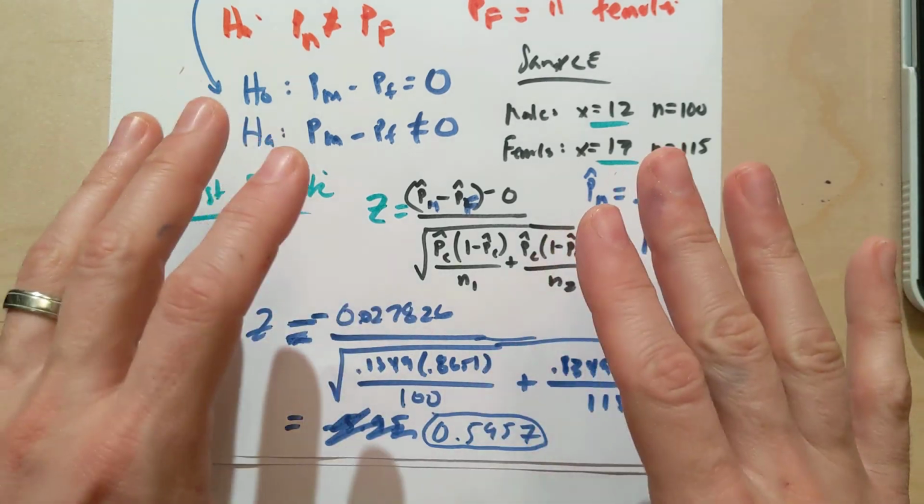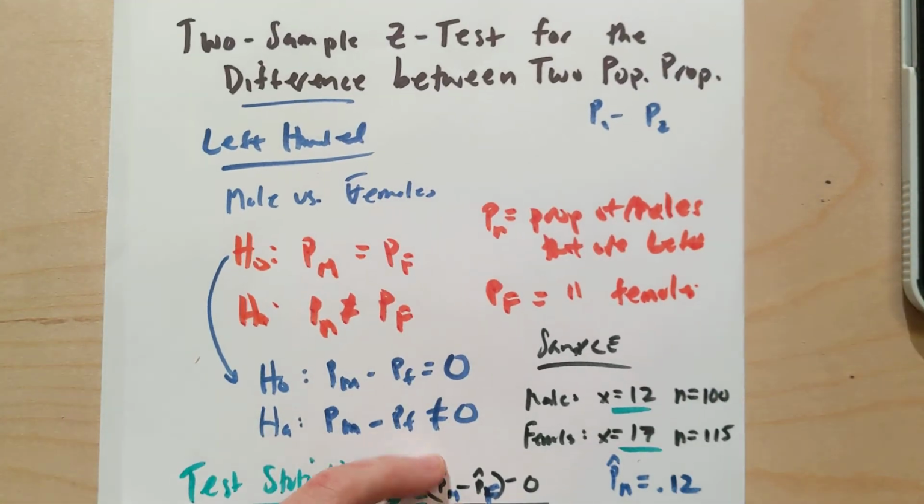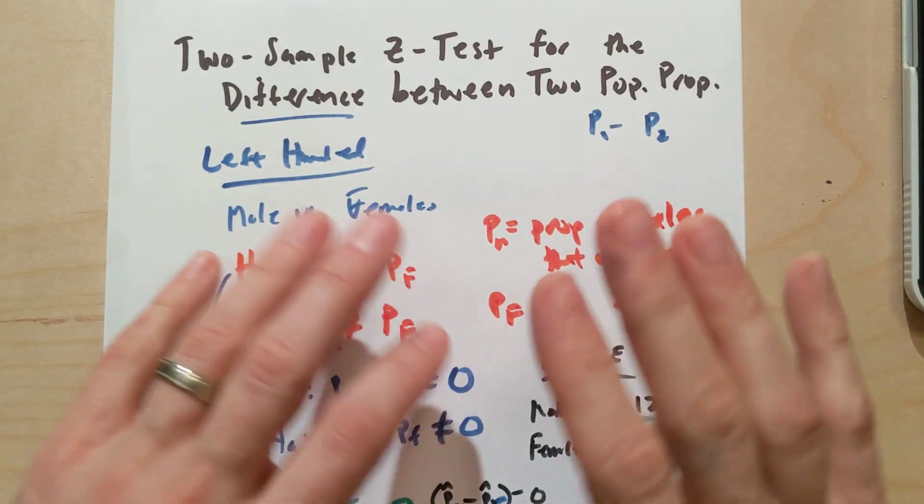Okay, so anyway, that's just a quick example of a 2-sample z-test for difference between 2 proportions. We're also going to be learning here about how to do confidence intervals.